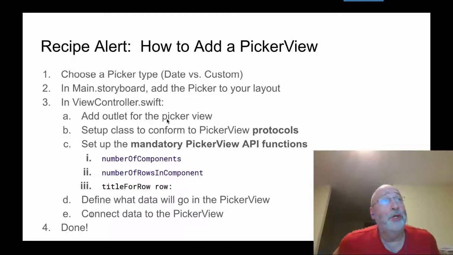So first thing we're going to need to do is create an outlet for our picker in code. And then we're going to provide some of the protocols that are needed by the picker view. Protocol, as you recall, is like an interface from C#. It is a behavioral specification. It specifies which methods must be included but does not provide the implementation. It's a template or a contract.